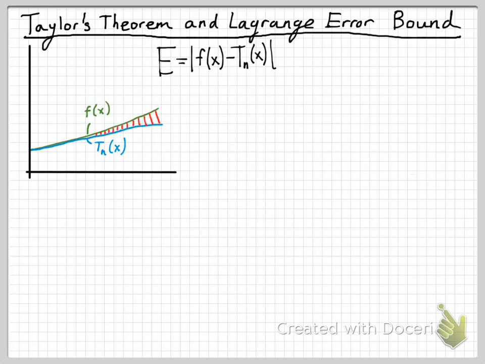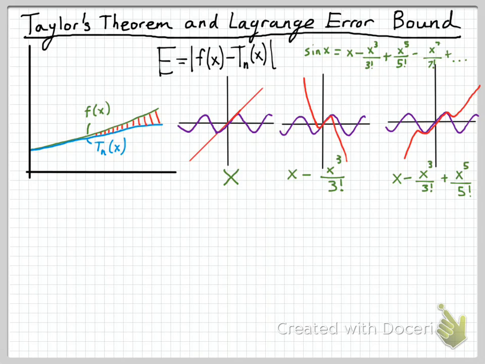The more terms, the more accurate this approximation is, as can be seen here with the sine function. The more terms you add, the more the curve of the approximation gets closer to the actual sine curve. The error is the absolute value of the difference between the function and its approximation, which here in this picture is represented by the area shaded in red.